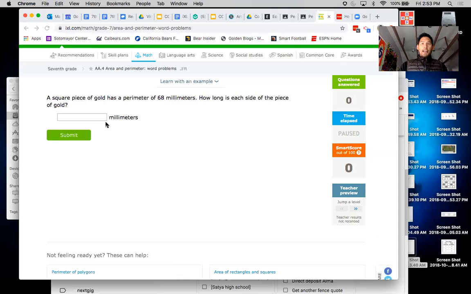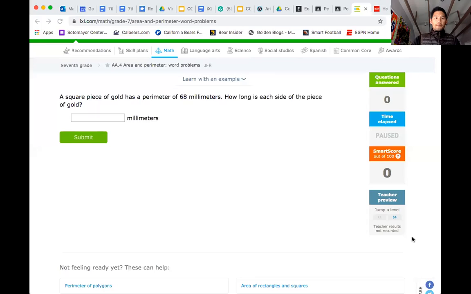LJ had a question about how to do RFK and JFR in IXL. So let's make sure we're sharing the correct screen. Share screen, IXL, there we go. All right, so here we are working on JFR, area and perimeter word problems. I'll do two of these and then we'll move on to the second question that LJ had.